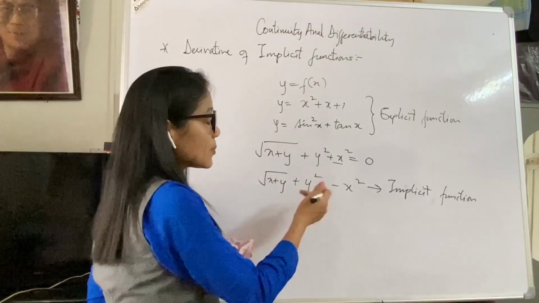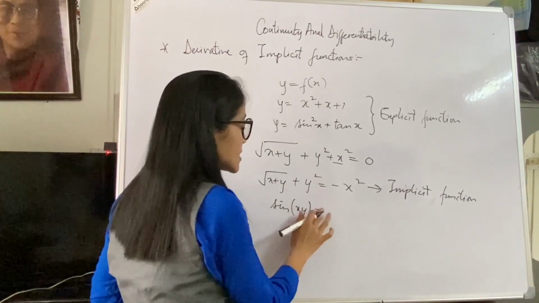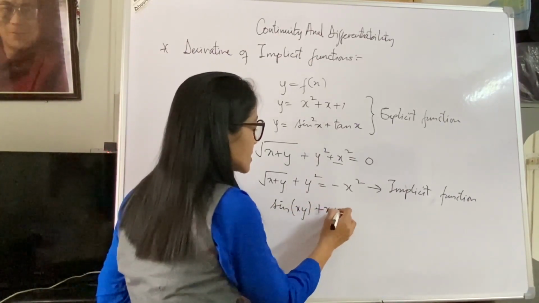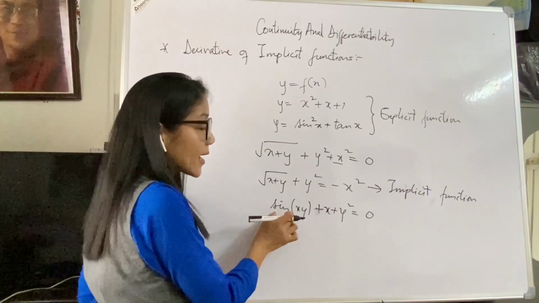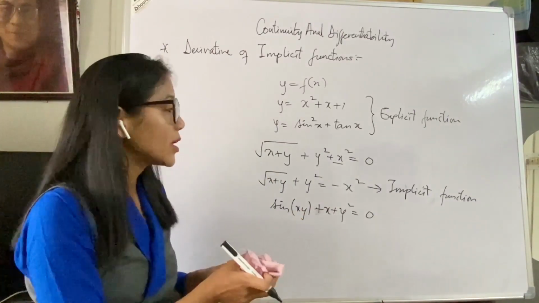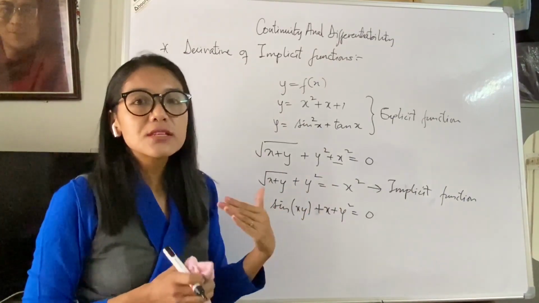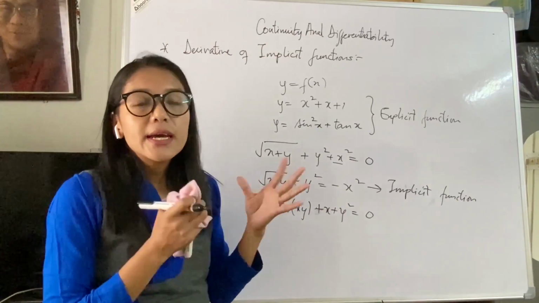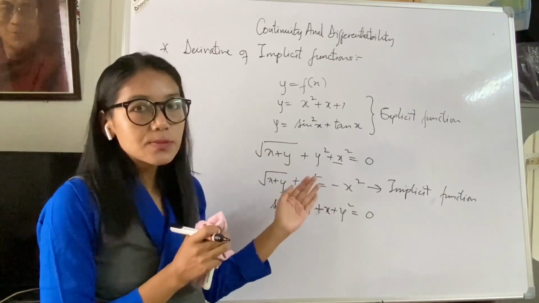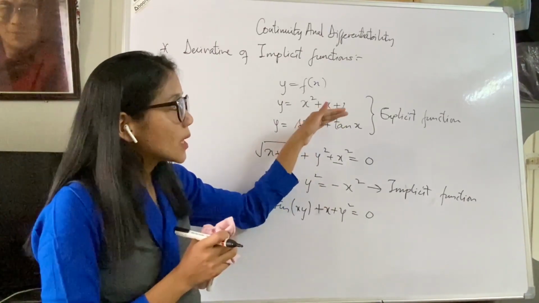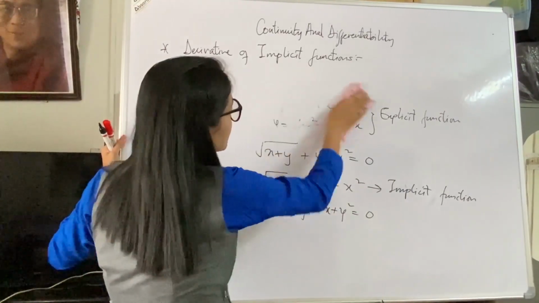Okay, so after that we will see how we can differentiate an implicit function. So I'll give you one more example of an implicit function. If I write sine of xy plus x plus y square is equal to 0. So in this case also, xy is the angle of sine, so you cannot separate them out. So therefore this becomes an implicit function. Okay, so these are all examples of implicit functions. So an implicit function means a function which is not explicit, and in explicit we can express y in terms of x. So that is called the explicit function, and this is the difference between explicit and implicit function.